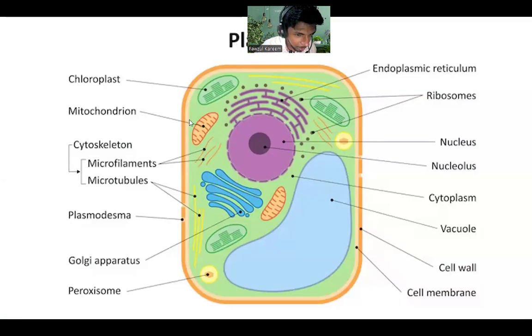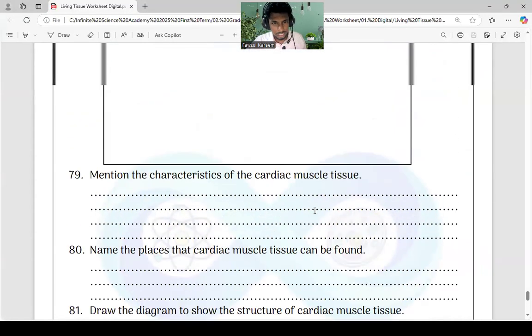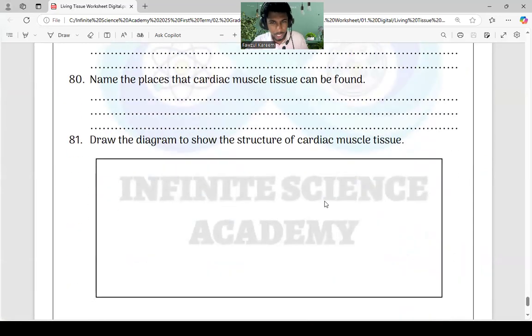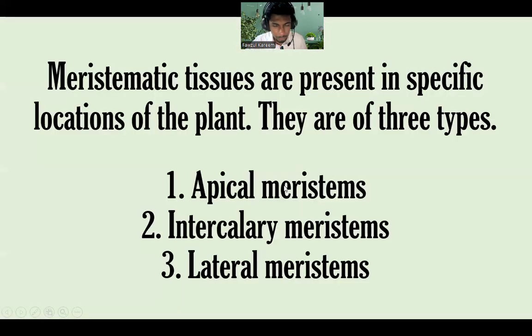If you wish, you can write the questions in the exercise book, but it contains many questions. We have 81 questions, so it is better to take the printout. We have only 13 pages, that means 6 papers. So I suggest it is better to take the printout.